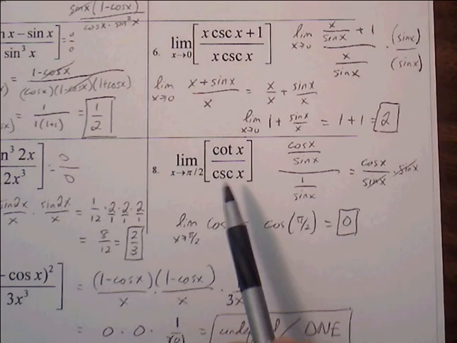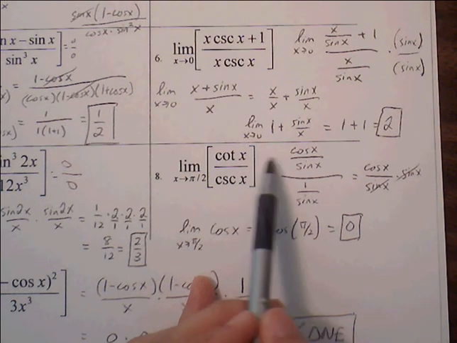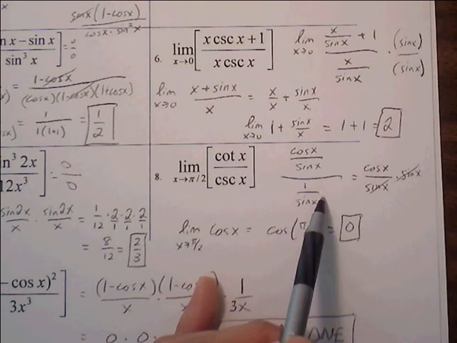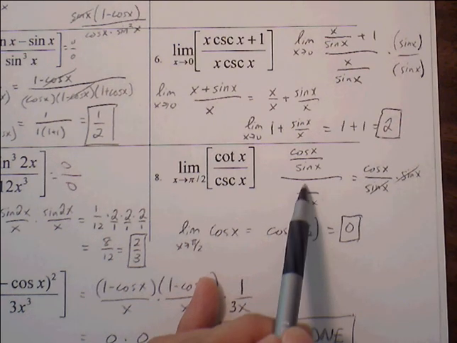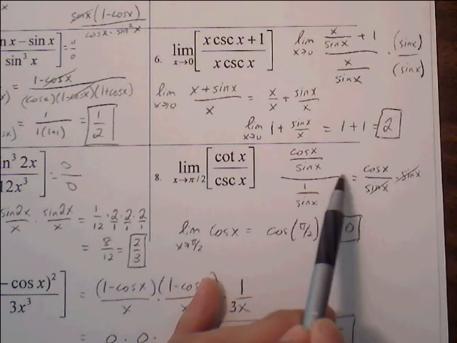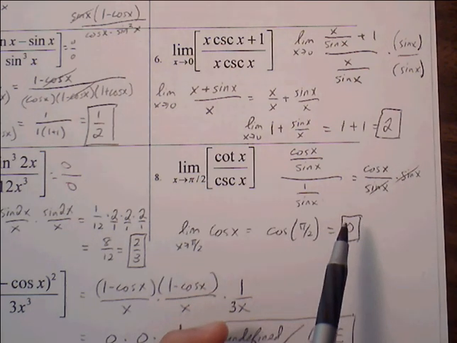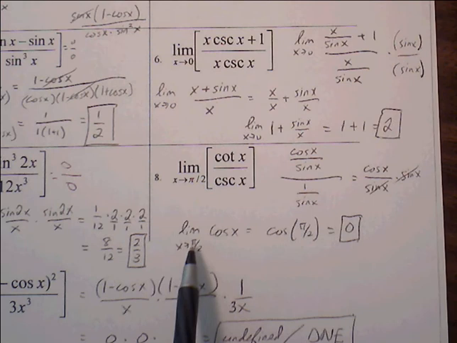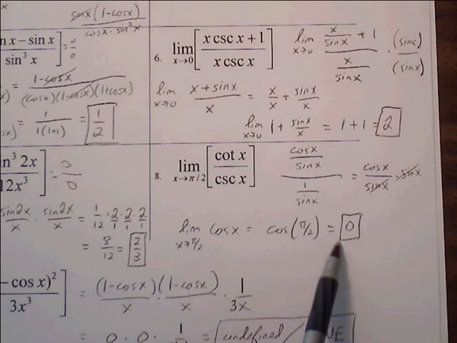Okay, number 8. If we plug in pi over 2, we get 0 over 0, so we can keep working with this problem. Convert everything to be in terms of sine and cosine, so cotangent becomes cosine over sine. Cosecant is 1 over sine. If I flip that to the top, I get the sines to cancel out to be just cosine of x, and then the limit of cosine of x as x approaches pi over 2. Plug pi over 2 in for x, cosine of pi over 2 is just 0.